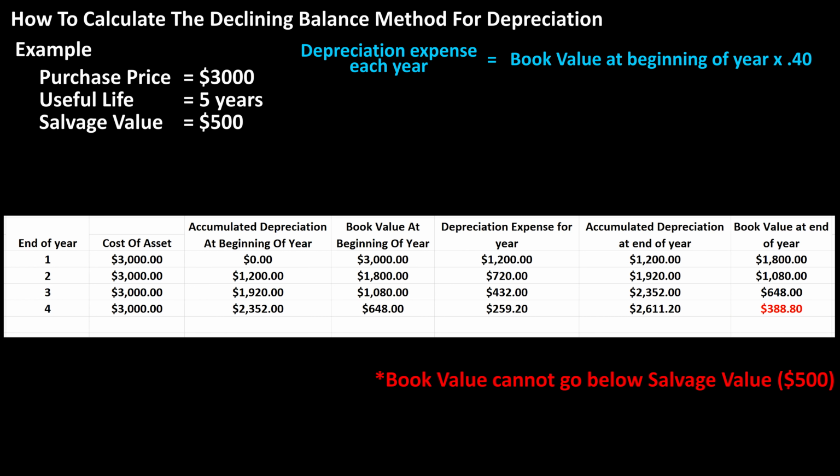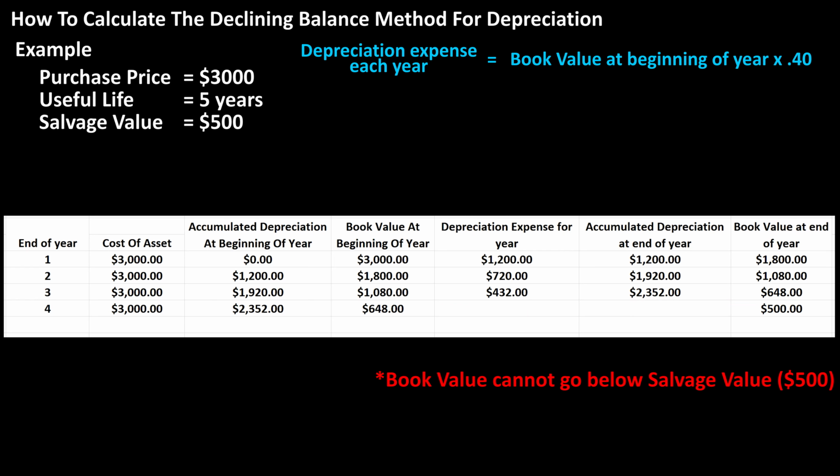The easiest way to do this is to clear the last 3 columns for year 4. We can put $500 in for the book value at the end of year 4 because we know that this is where the cutoff needs to be. So we need to calculate the depreciation expense for year 4. We can't use our depreciation expense formula for this. As we saw, this gets us below the $500 ending book value.